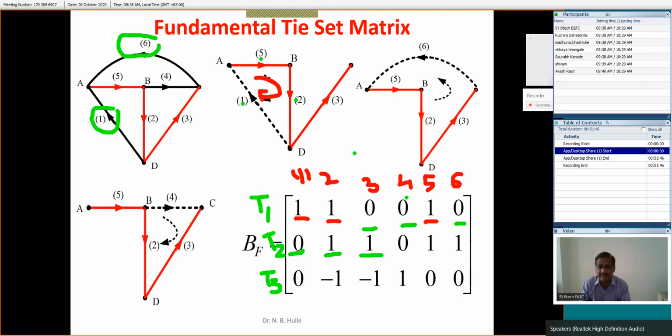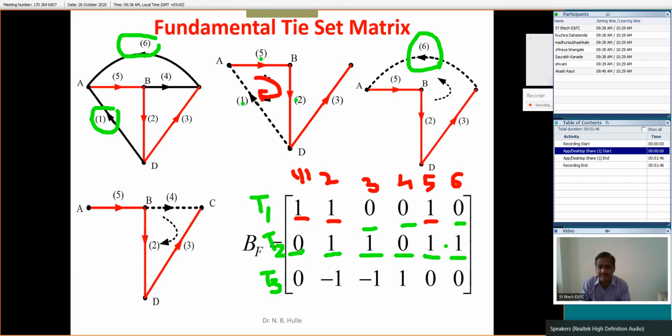This branch number 4, where is branch number 4? This is branch number 4, which is here. That branch is not part of this particular loop. That's why its entry will be 0. Look at branch number 5. Branch number 5, its direction is towards right. And this loop current or this tie-set current is suiting this particular current. That's why again branch number 5, its entry will be +1. And finally, this branch number 6. Its direction is suiting the direction of this particular loop current or this tie-set current. That's why again its entry is +1.